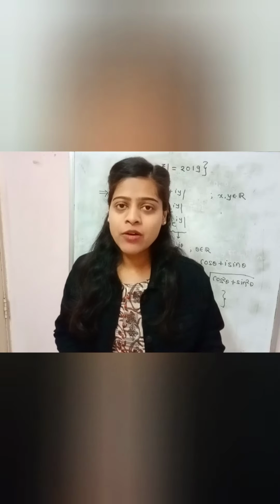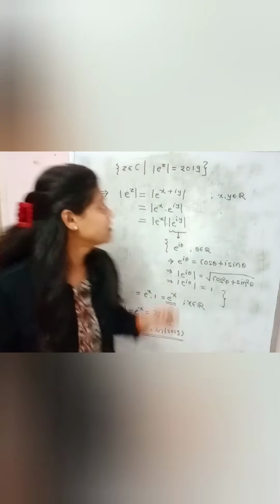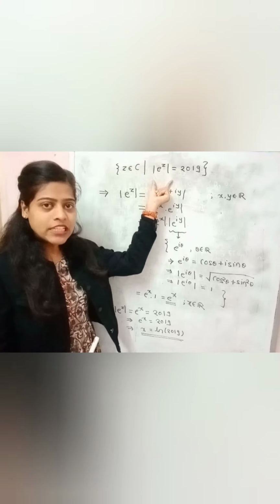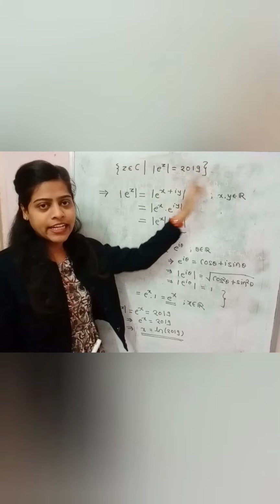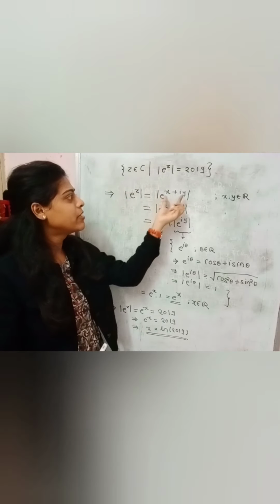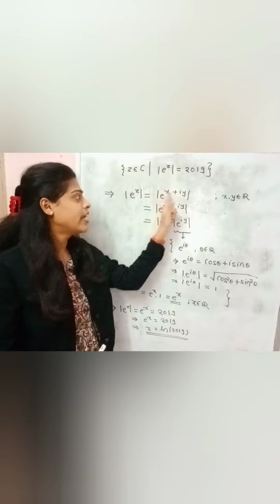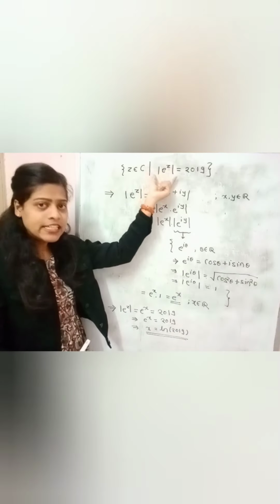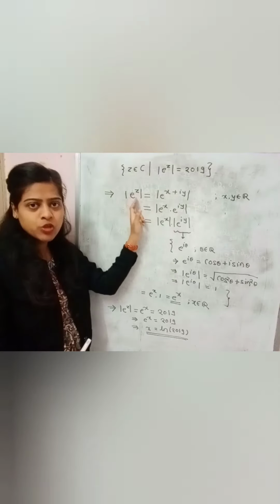So this question is from the complex analysis topic. Before we start the solution, firstly we have to consider the given conditions. That is, here z belongs to C such that the modulus of e raised to z is equal to 2019. As we know, z belongs to C, that implies z can be written as x plus iy, where x and y both belong to the real numbers. Here we have e raised to z and its modulus, therefore we consider the modulus on both sides.